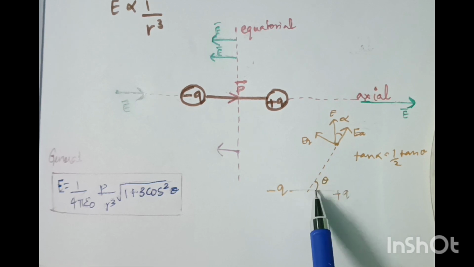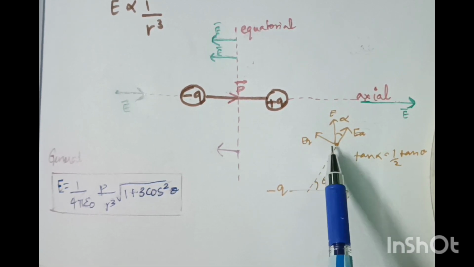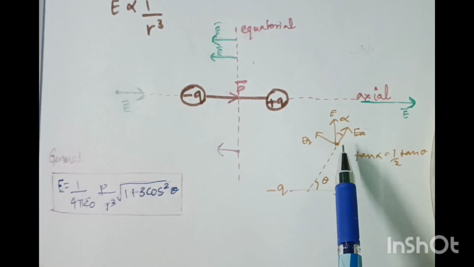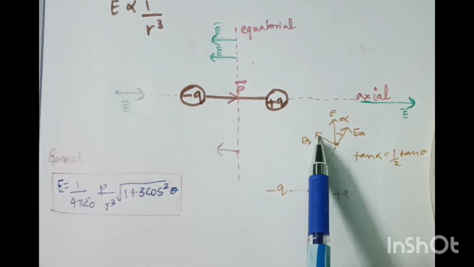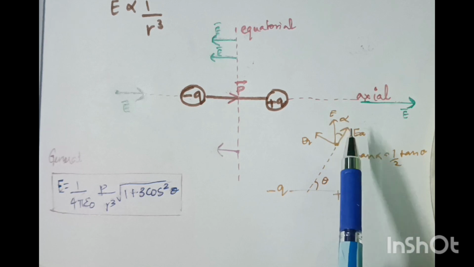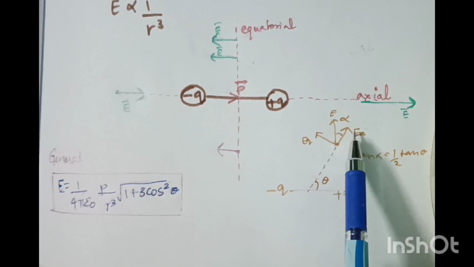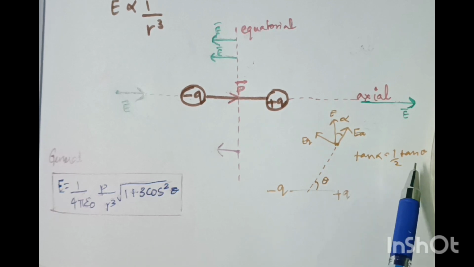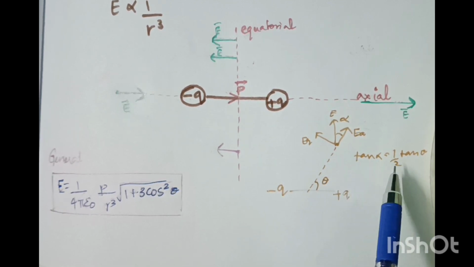And here this is theta, and we generally resolve this into components. Then E axial will be in this direction, E equatorial will be in this direction, and E resultant will make an angle alpha with E axial. Then what is the relation between tan alpha and tan theta? That is, tan alpha equals half into tan theta. So please note that one also.